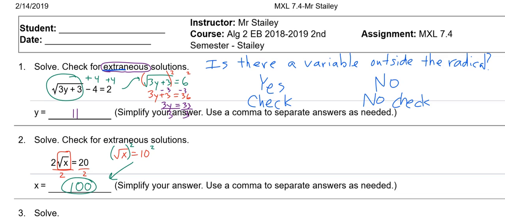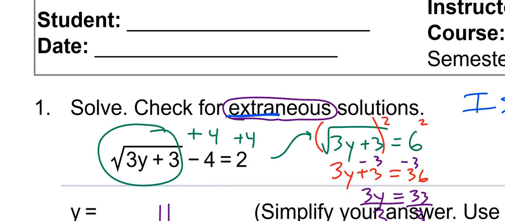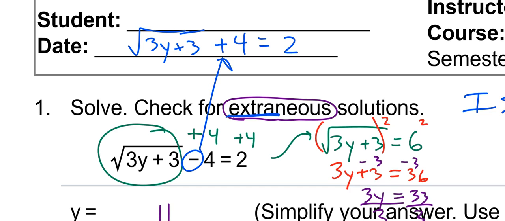Now, could I try to trick you and create a situation where there is absolutely no solution to the question? Yes, I could, but I promise you I won't. I mean, pinky swear. Okay? And how would I do that? If I had changed this question, let's suppose this question looked like this. The square root of 3y plus 3, let's say, plus 4 equals 2. Let's say I had just changed that one little sign right there to a plus.